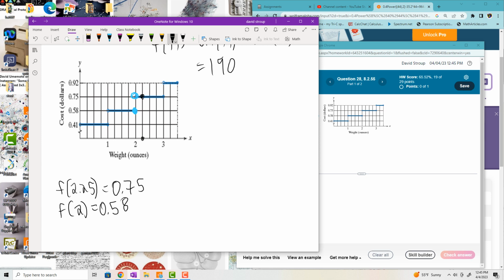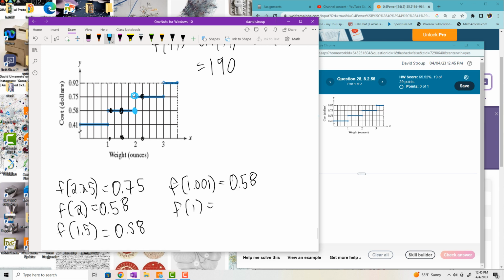Okay. And then if I had f of 1.5, 1.5 is right here, so that would be 58 cents, right? Anything above 1 but less than or equal to 2 is going to be 58 cents. So if you have f of 1.001, that's a little to the right of 1, that's going to put you on the 58 cents track. But as soon as you hit 1, it's going to drop down because of that open dot there. So on the graph at 1, there's an open dot, but you just go with the closed dot at 41 cents. So f of 1 is actually 41 cents.